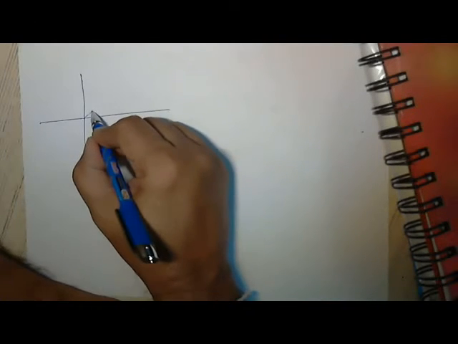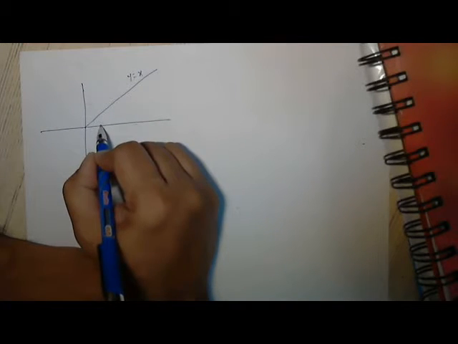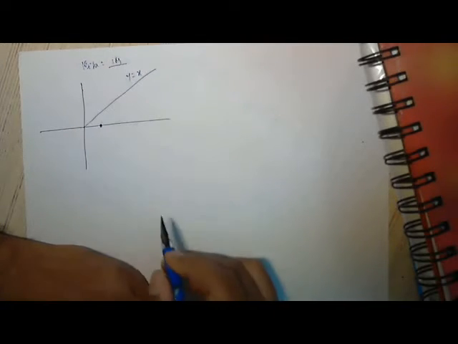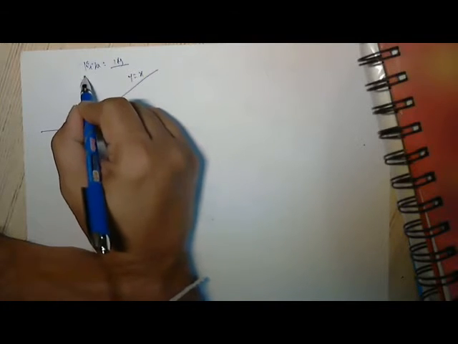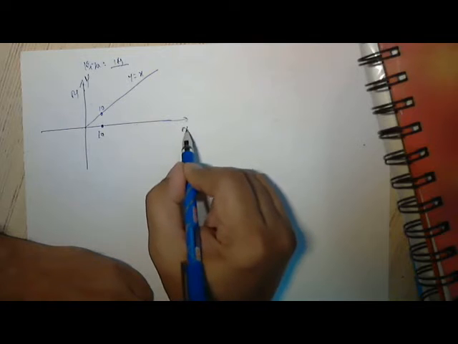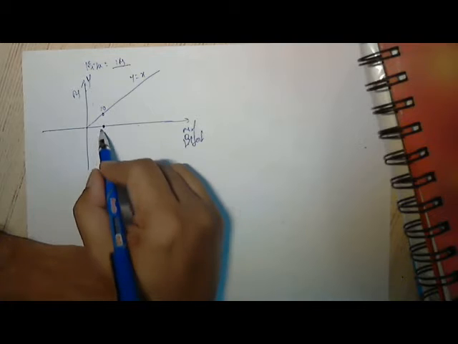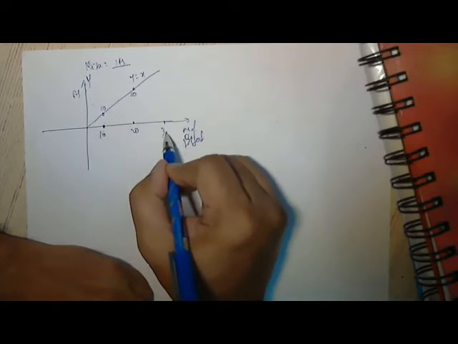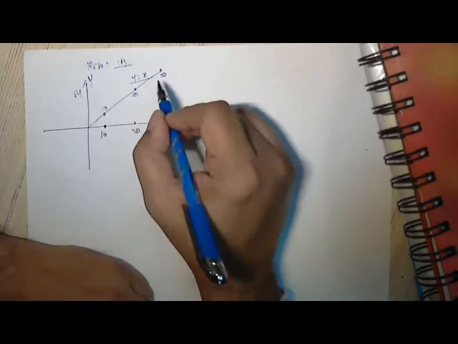Suppose there is this line, y is x. That means what? Say 1 biscuit is equal to 1 rupee. So if I buy 10 biscuits, this is 10 rupees. Y is rupees, x is number of biscuits. 10, 20, 30. So here the equation is y is equal to x.